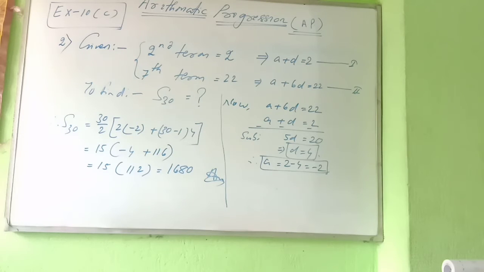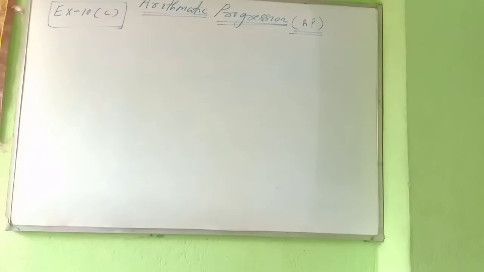Applying the formula and putting the value of n equal to 30, A equal to minus 2, D equal to 4, you are getting the result 1680. Just follow it. Number 2 question. Next I am going to the next sum. Okay, just see. See the next question I am doing.